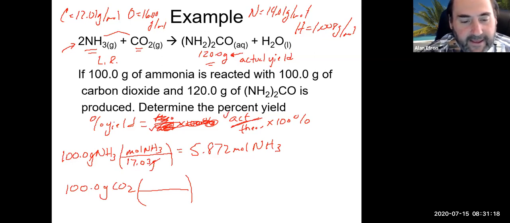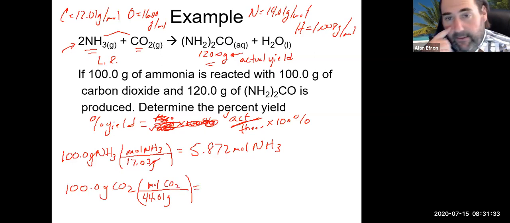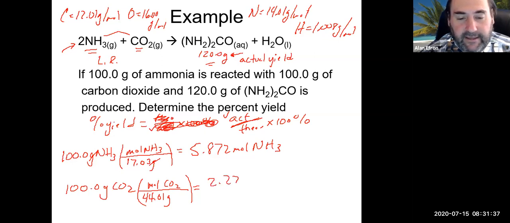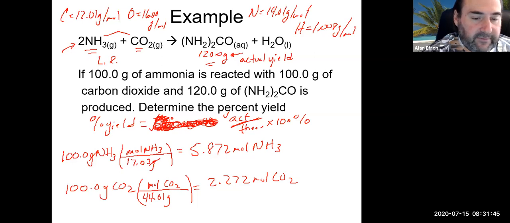Thank you. So we'll go to the periodic table and do 12.01 plus 2 times 16, giving us 44.01 grams per mole CO2. And if we do that, we're going to end up with 2.272 moles of CO2. Yes. So again, just to be clear, it is the actual divided by the theoretical times 100 for percent yield.